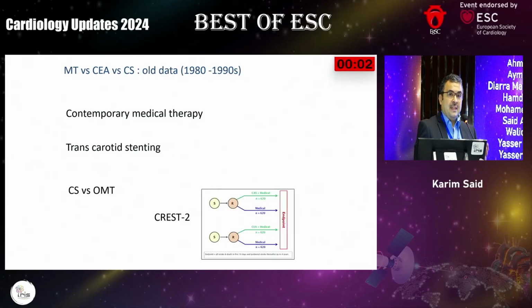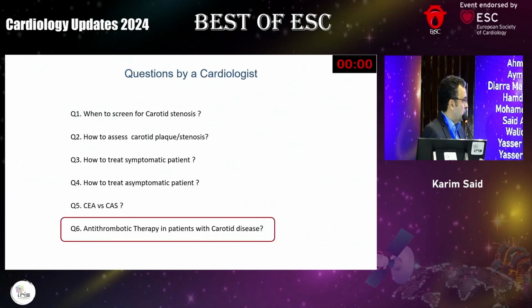Till now, we do not have data that compared stenting versus optimal medical therapy. We are waiting for the results of the CREST-2 trial that has 2 arms. One arm compares optimal medical therapy versus stenting, the other arm optimal medical therapy versus endarterectomy in patients with asymptomatic carotid stenosis. Finally, antithrombotic therapy in patients with carotid disease.